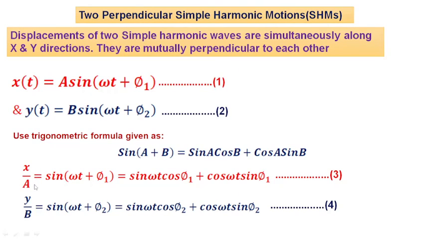X by a, from equation 1, is equal to sine of omega t plus phi 1, which is equal to sine omega t cos phi 1 plus cos omega t sine phi 1. This is equation, suppose, 3. Again from equation 2, y by b is equal to sine of omega t plus phi 2, which is equal to sine of omega t cos phi 2 plus cos of omega t sine phi 2. Equation 4.